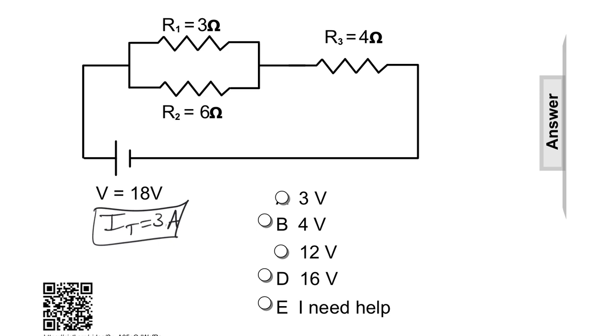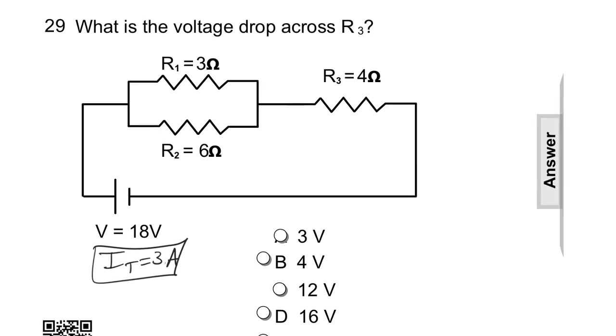Okay, so they're asking for what is the voltage drop across R3. Okay, now be careful. IT comes out of here. It splits up into I1 and I2. But then it comes back together as IT again because charge is conserved. It doesn't disappear. So current is conserved.